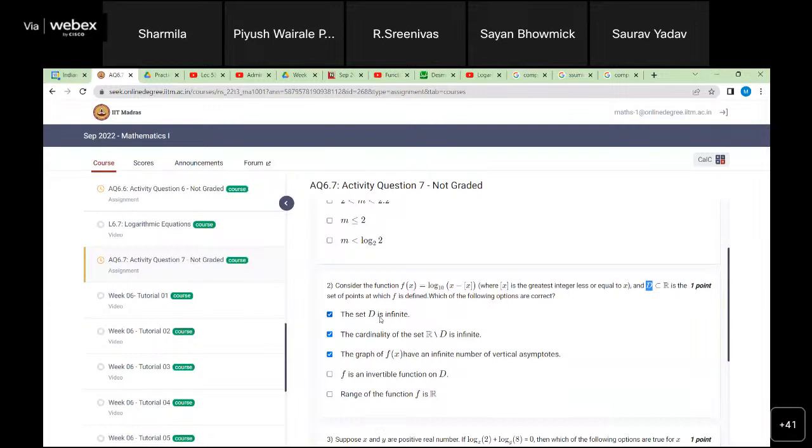Yes, sir. So the set will be infinite. The coordinate of the set not belonging to D is also infinite. That is also correct. The graph will have an infinite number of vertical asymptotes for each value. That is also correct. So A, B, C is the correct option.